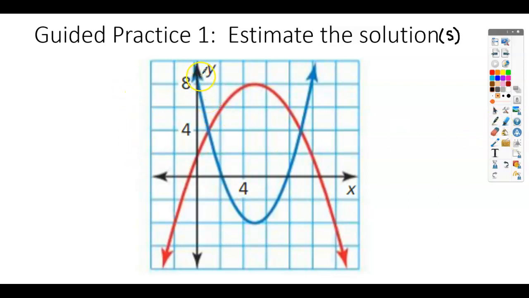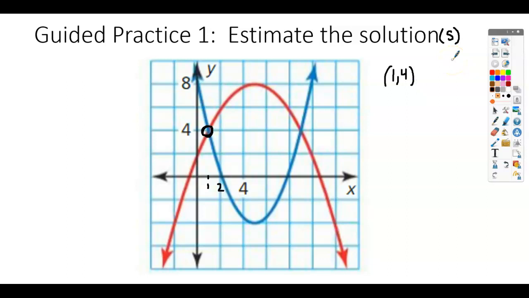Alright, so here we go. We have a blue parabola and a red parabola, and I'm asking you to estimate the solution. And the solution is where they cross. So they cross right here. Now you have to estimate, okay? We don't really know exactly what that is. But I could tell by the way that they've labeled this graph, if this is 4, then this is going to be 2. So the graph's going by 2s, which would mean 1's probably right about here. So I would say this point has an x value of 1 and a y value of 4.